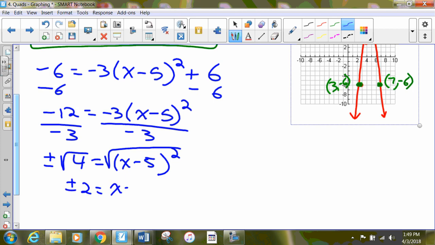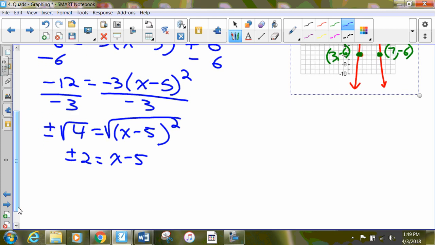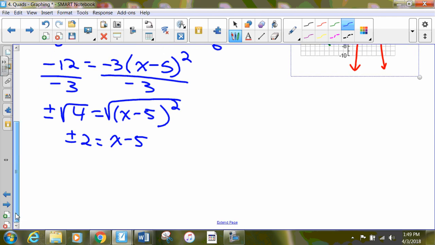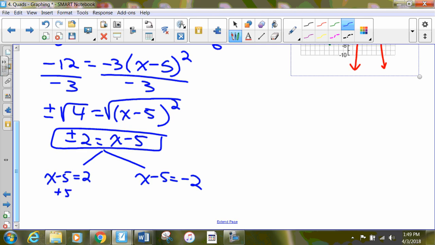And remember what we did here. It's fine to have the answer x equals plus or minus 2, but it's not fine to have x minus 5 equals plus or minus 2. When we were solving these quadratic equations not too long ago, we were splitting them up into 2. We said, well, either x minus 5 equals a positive 2, or x minus 5 equals a negative 2. That's what this equation here says. We have 2 options. So let's go ahead, add the 5. We get x equals 7. Add the 5, we get x equals 3.